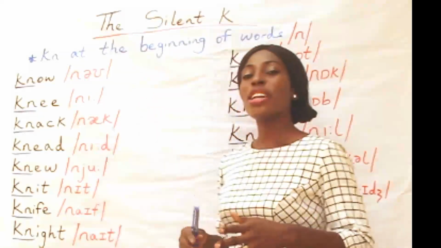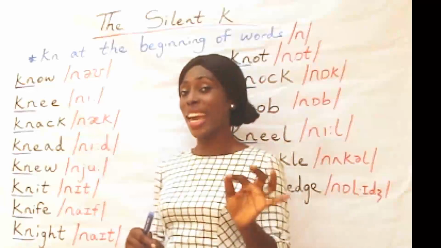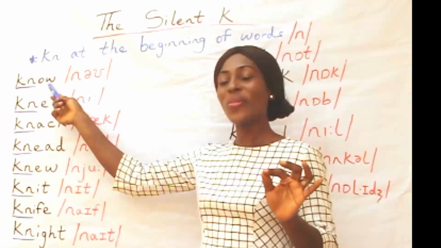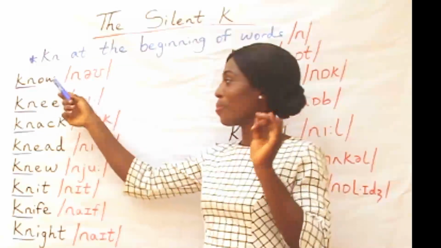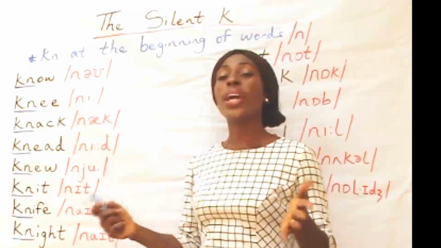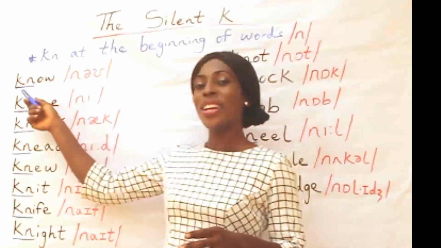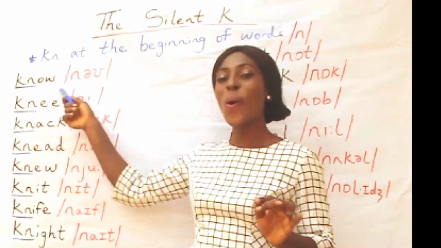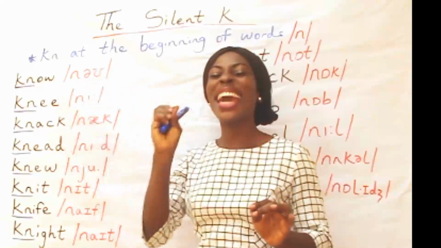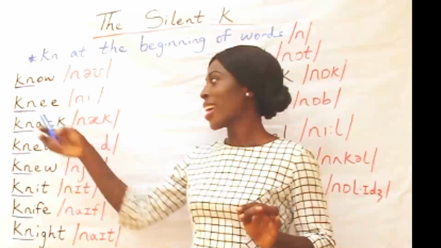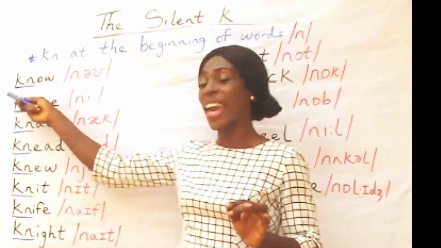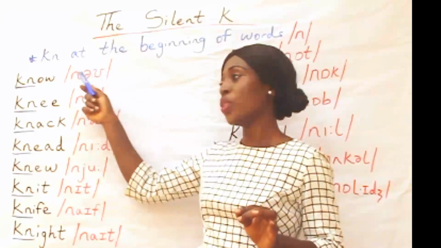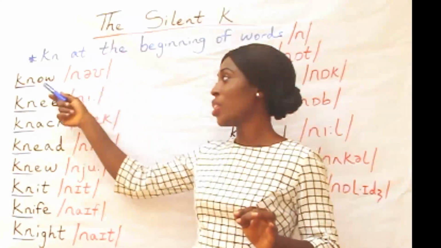Let's begin. Now the first word we have with the silent K is know. In this word, you have KN, but you don't say k-no. The K is silent. KN at the beginning, don't forget, the K is silent. So what you have here is no, know.